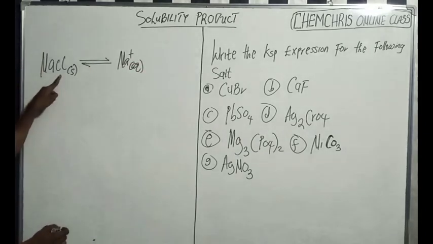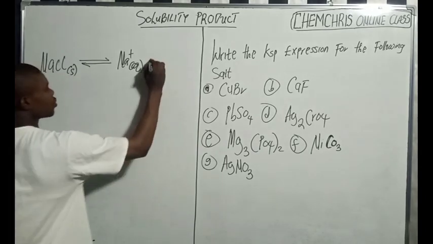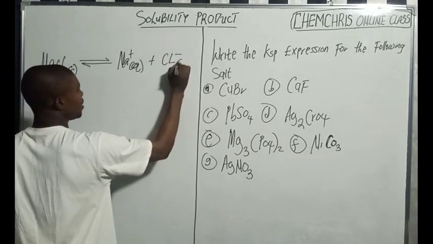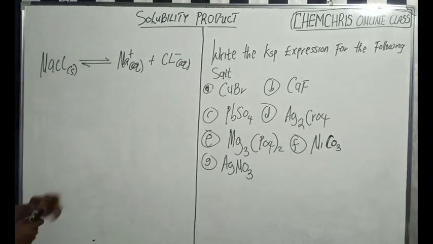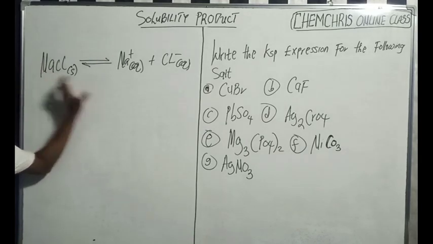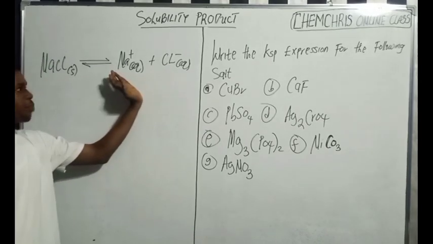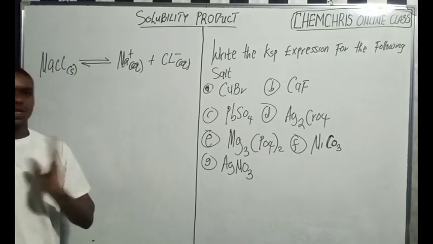Now this one is a solid. Now the ion is aqueous, plus Cl- aqueous. What that means is that when this one dissolves in water, it's going to form two ions, a positive ion and a negative ion. You always form ions.